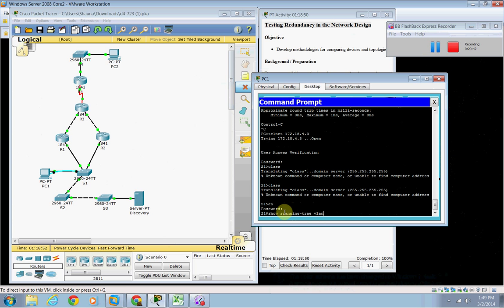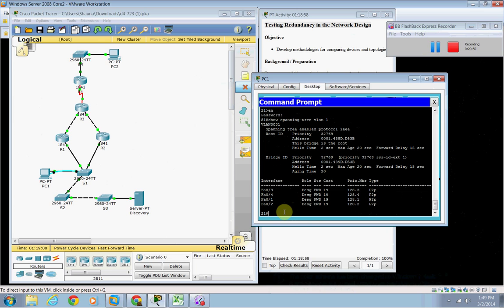VLAN 1. Okay, we're going to issue the show spanning-tree VLAN 1 command. And that shows our spanning tree. It shows what interface we have them on.